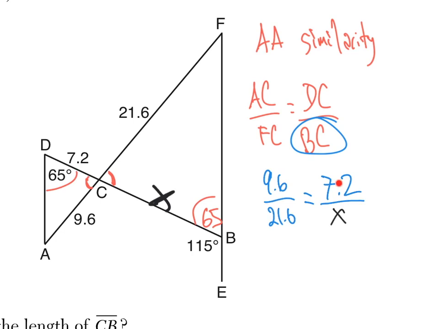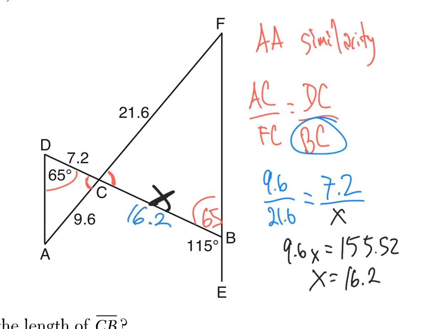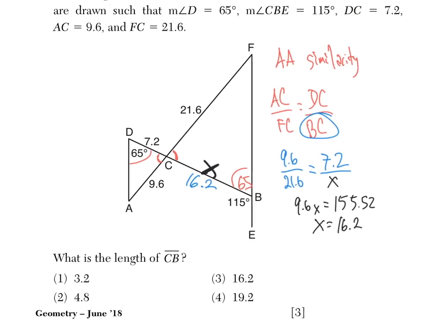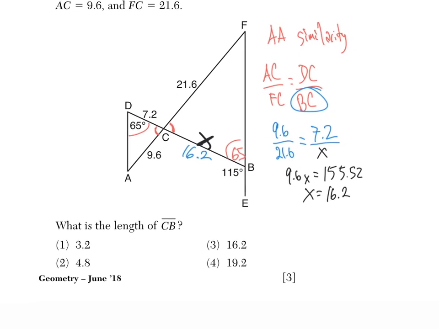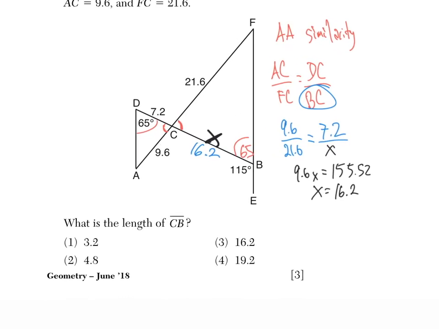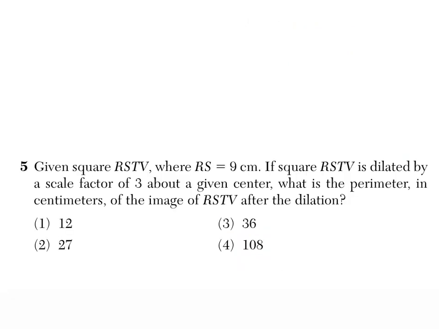What we're going to do right now is simply cross multiply. So 9.6 times x, of course, is going to give us 9.6x equals 21.6 times 7.2. It gives us 155.52. And then when we divide both sides by 9.6, x equals 16.2. So CB equals 16.2. Let's see if that's an option. Sure it is. We can rule out 1, 2, and 4. The correct answer is option number 3, 16.2.